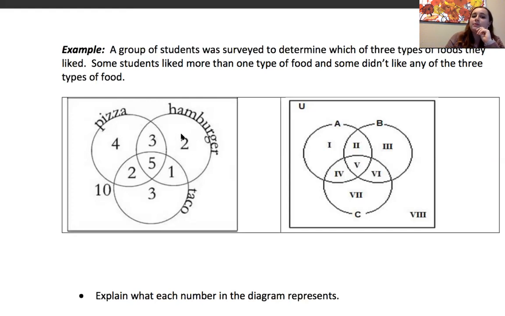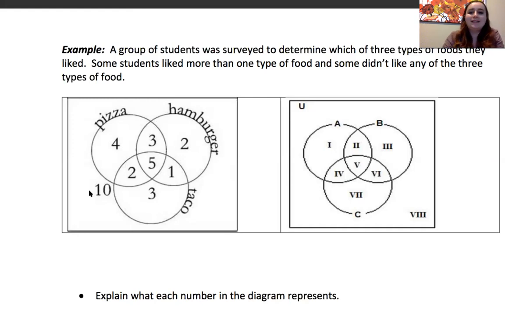Region 3, these 2 people only like hamburger. These 2 people are in both of these circles, so pizza and taco. These 5 people in the middle are in all 3 circles, so they like all 3, which is me. The 1 is in both of these circles, hamburger and taco. And the 3 is only in the taco circle.